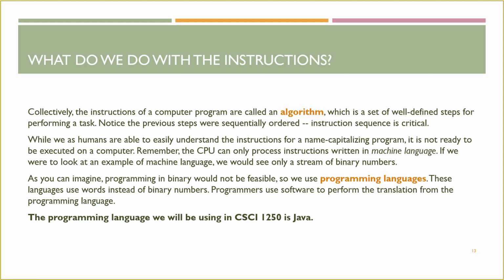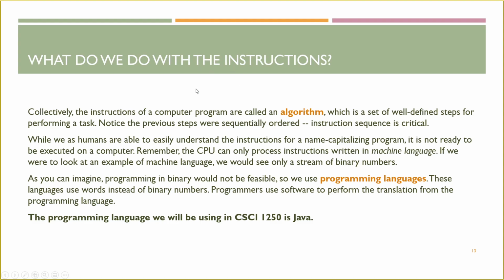If we took a look at an actual snippet of machine language, all we would see is just binary numbers, zeros and ones. So unless we would want to type out 10 million zeros and ones to get someone's capital name, right? That would not be great. So instead we use a programming language, and these programming languages allow us to use words, phrases, and symbols instead of binary numbers. So there is software in place that translates the programming language into machine language, right? And we'll discuss what that is here in a second.